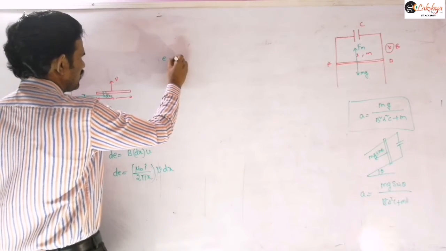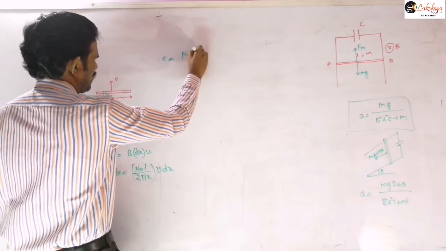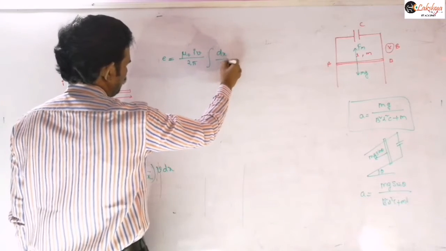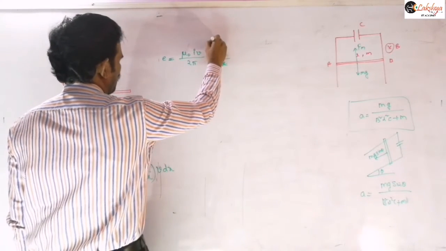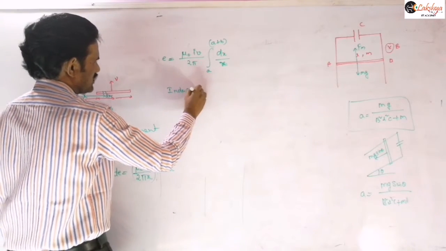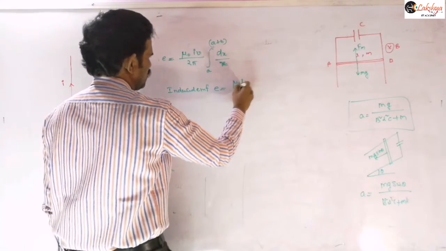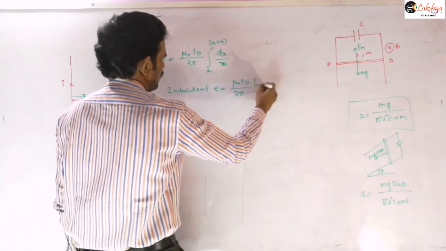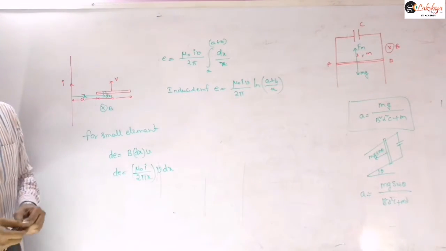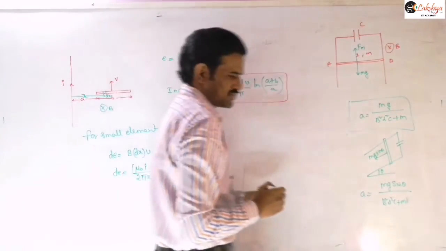Therefore the induced EMF is equal to the integral of this equation. There the constant terms are mu naught I into V by 2 pi. Then the integral of dx by x you can write here, and this x varies from a to a plus b. So finally, the induced EMF E is equal to mu naught I into V by 2 pi into ln of (a plus b) by a. Is it clear? So it is the induced EMF in that case, when the wire is moving in a non-uniform magnetic field, then the induced EMF can be written like that.